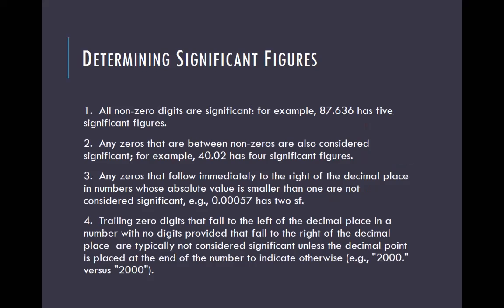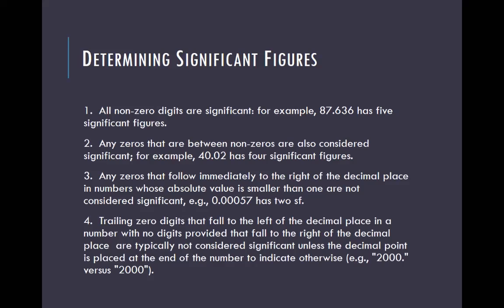Rule 1: all non-zero digits are significant. So if we look at a number like 87.636, that will have 5 sig figs because all of them are non-zeros. Rule 2: any zeros that are between non-zero numbers are considered significant. So in this example, 40.02 has 4 sig figs because those zeros are between the 4 and the 2.